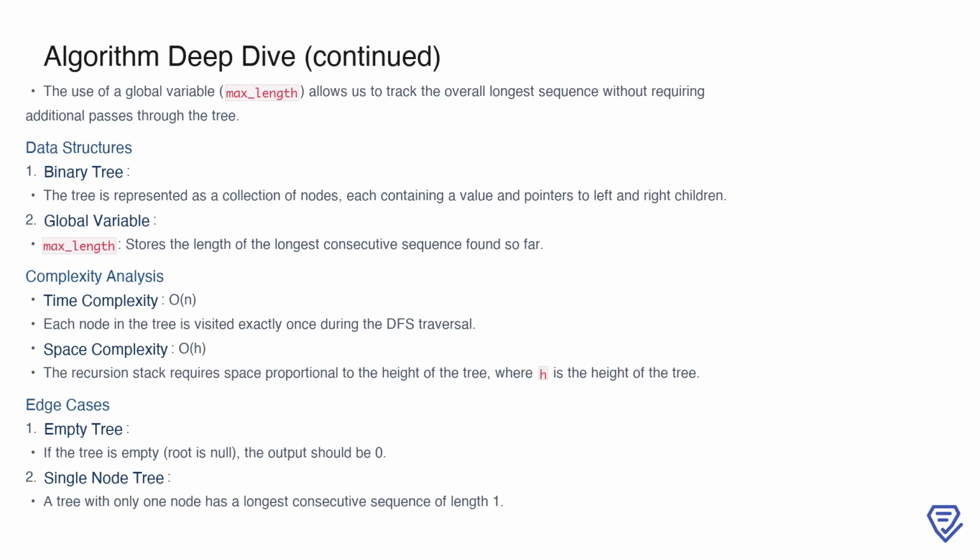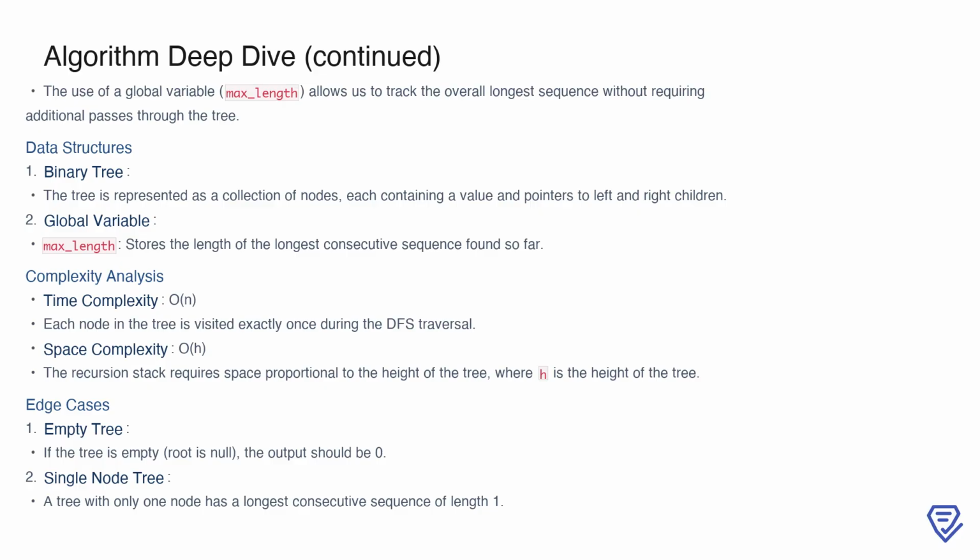The global variable max_length plays a critical role in this algorithm by keeping track of the longest sequence found during the traversal. This avoids the need for additional passes through the tree. The binary tree itself is represented as nodes, each containing a value and pointers to its left and right children.